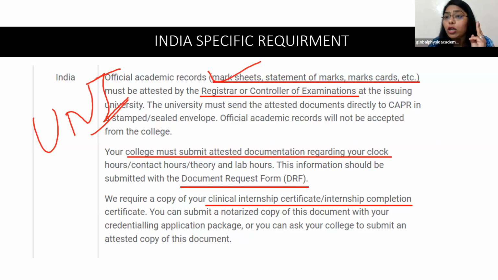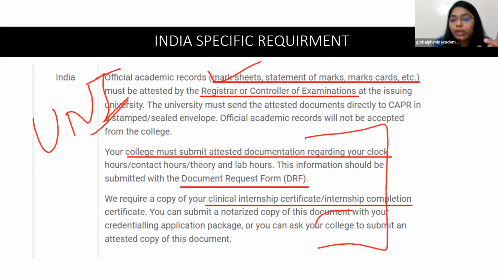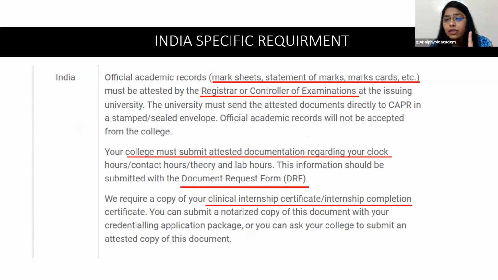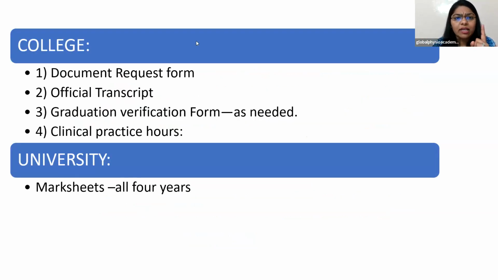The document request form, your clock hours, that is 1025 or more, and the internship certificate, everything is submitted by the college. But the university is responsible for sending the mark sheet. So you have three couriers. The college submits the document request form, the official transcript, a copy of the transcript, not the original, and the graduation verification form as needed. If you don't get the degree certificate, the college has to submit the graduation verification form and the clinical practice hours.